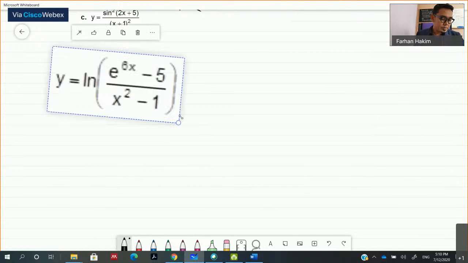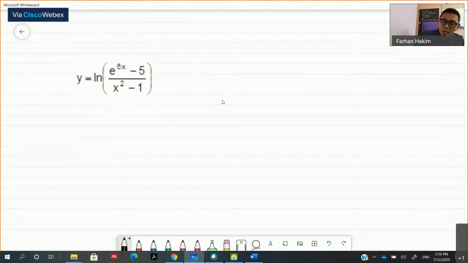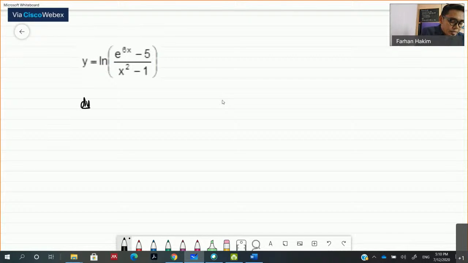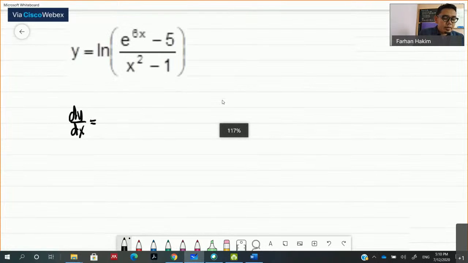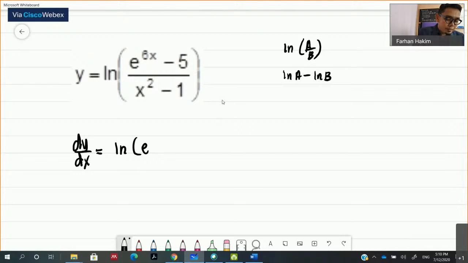It works. So we have this function. We want to differentiate. We know that if we have ln of e to the power of sine, try to avoid using the u over v in this case. So we need to simplify this using the properties of ln. We know that ln of a over b, we can separate to become ln a minus ln b. So in this case, we'll have ln of e to the power of 6x minus 5 minus ln of x squared minus 1.